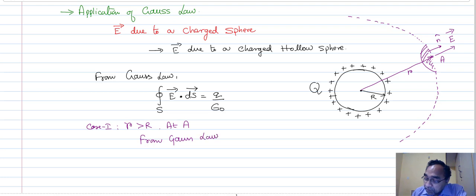what we will have? Integral of E dS is equal to, all the charge q will be effective in exerting field force, because they are effective in contributing towards the electric field at that point. Therefore, full total charge q will be considered. Now, E integral of dS is equal to q by epsilon naught.